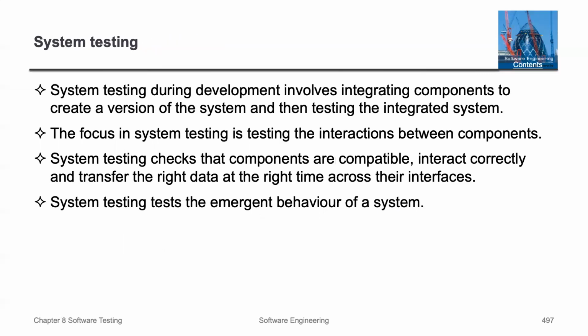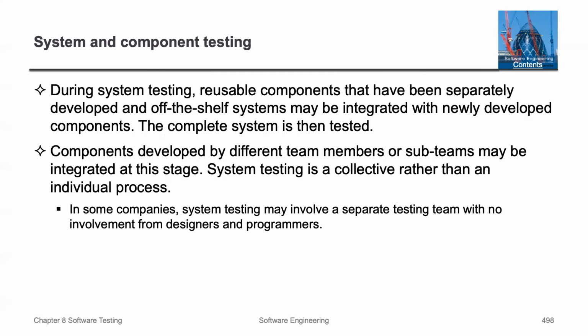System testing during development involves integrating components to create a version of the system and then testing the integrated system. The focus in system testing is testing the interactions between components. System testing checks that components are compatible, interact correctly, and transfer the right data at the right time across their interfaces. System testing tests the emergent behavior of a system.